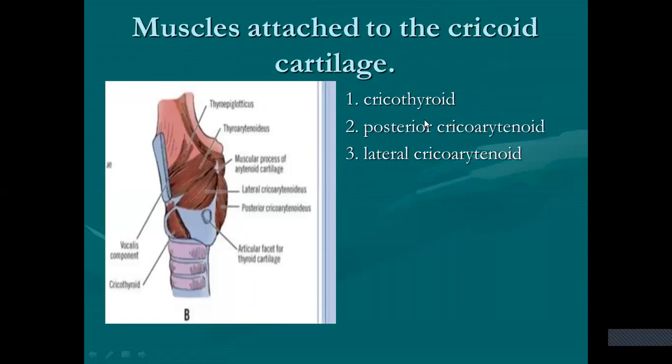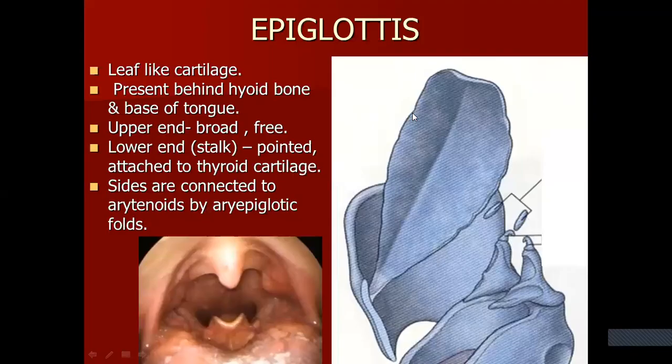Muscles attached to the cricoid cartilage. What are the muscles attached to the cricoid cartilage? We have the cricothyroid, then posterior cricoarytenoid and lateral cricoarytenoid. Okay, cricothyroid, you can see here the posterior cricoarytenoid and lateral cricoarytenoid. These are the muscles attached to the cricoid cartilage.